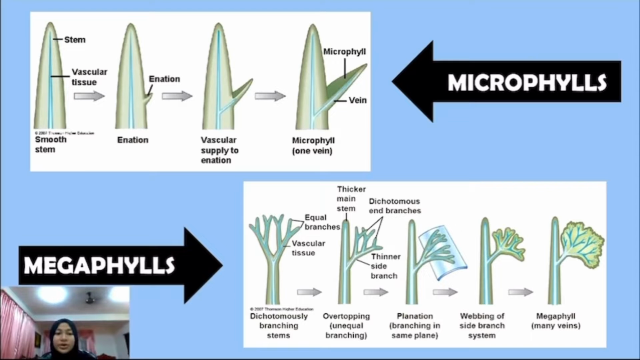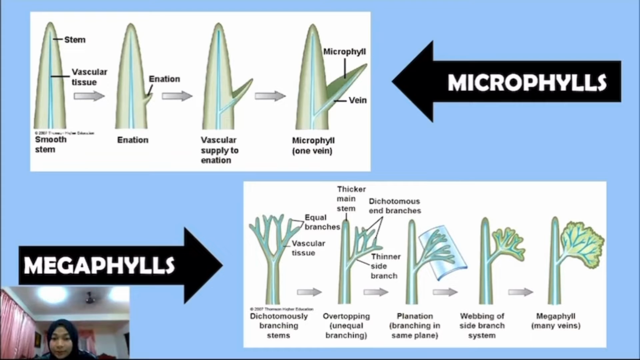This is the evolution of microphyll and megaphyll. So I will explain to you about the evolution of microphyll first. As we can see, the vascular tissue grows longer until the sporangia grows at the side of the stem. It will continue to grow the branch until the leaf is grown. Microphyll only has a single branch for each leaf, which then will be the single vein of the leaf.